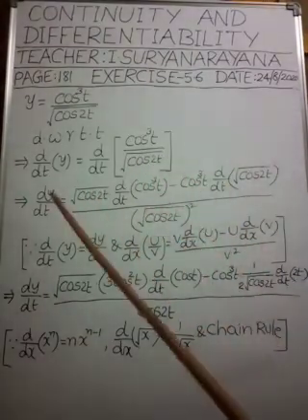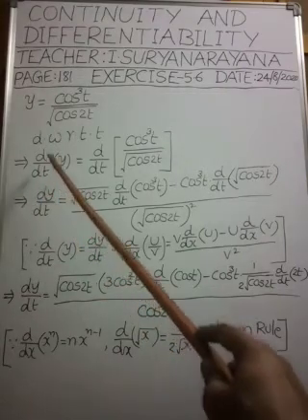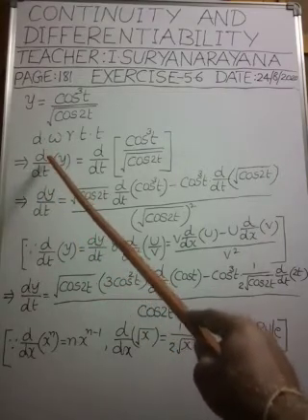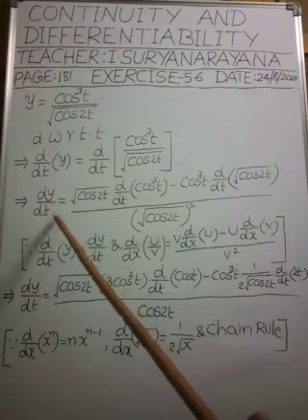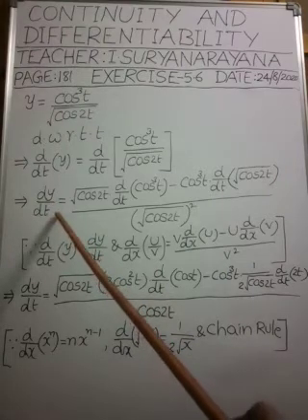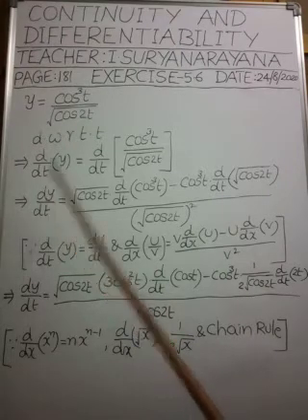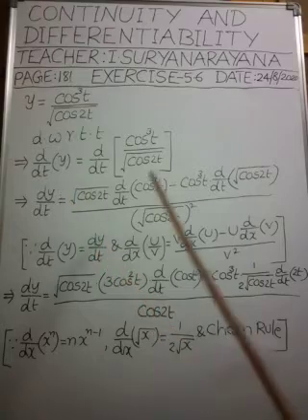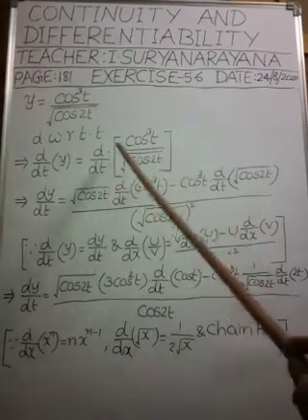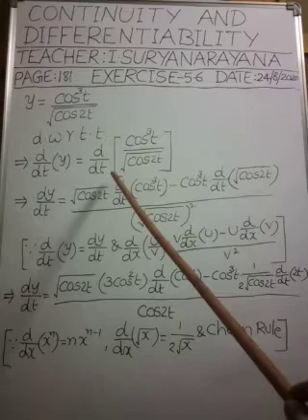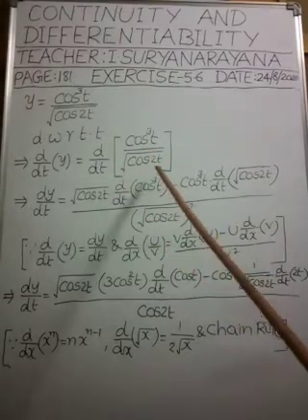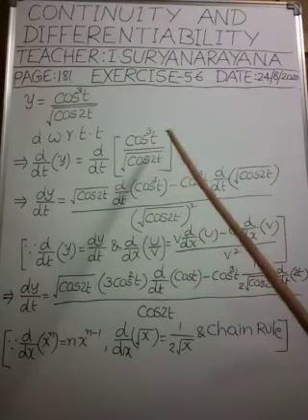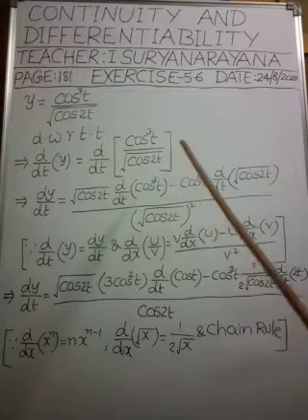Right. Now come to the LHS part. What will you get here? d by dt of y, dy by dt only. Understood this LHS, my children? Right. Now come to the RHS part. Observe this function. It is in the form of d by dx of u by v. The u by v rule or quotient rule. We use here the quotient rule.